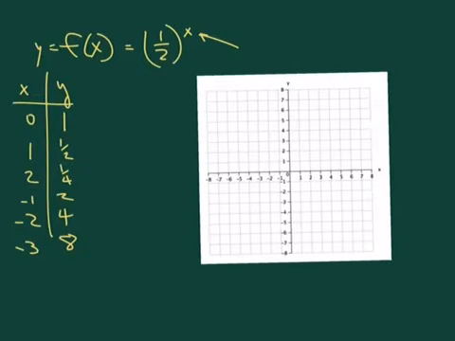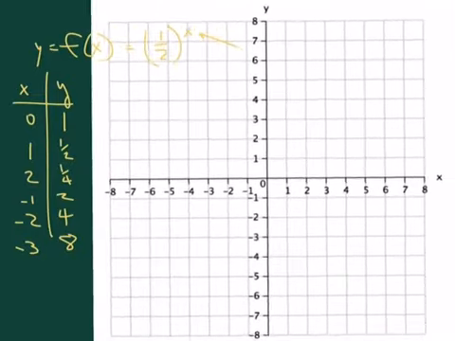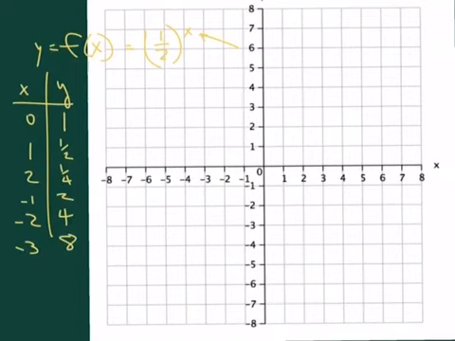Alright, so let's bring our graph down here, and let's make it a little bit bigger so we can get some of these fractions in here. 0, 1, 1, 1/2, 2, 1/4, -1, 2, -2, 4, and -3 is way up.